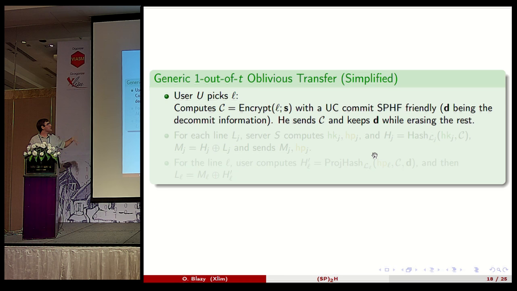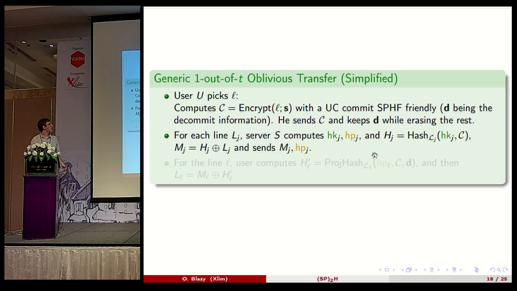He's going to do this UC commitment and keep the decommit information D. He sends C, the commitment, to the server, and keeps only the decommit information and erases everything else. For each line, the server computes a pair of hash key and projected hash, the hash value for the language of commitment to the line I, and sends that and the HP to the user. For the line that was committed, the user is able to compute the projected hash because he possesses the witness, the decommit information D. So he computes the same values as the server, and for the line I he recovers the value of the line. For the others, it's completely random thanks to the smoothness, so he is not able to compute the correct value.